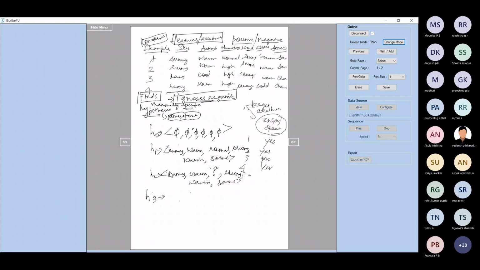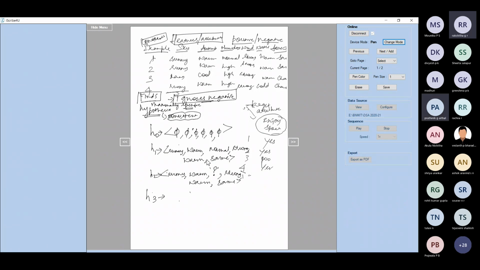H2 is saying if sky has any value other than sunny, then it should be negative. If air temperature has any value other than warm, it should be negative. So that's what it really means. The very first attribute restriction is that sky should be sunny. If it is not sunny, it is negative. Yes, it is not sunny and it is negative. So we are very happy. That's the analysis.